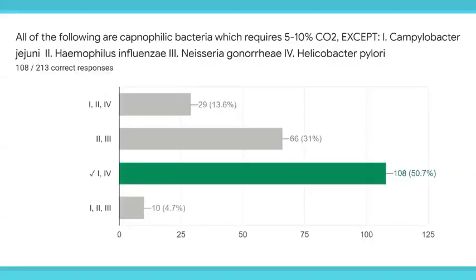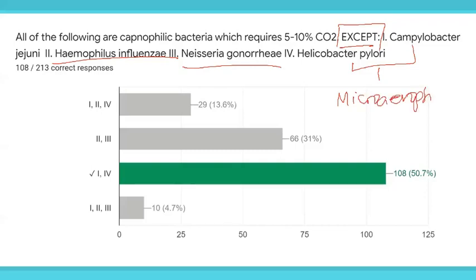All of the following are capnophilic bacteria, which require 5 to 10% CO2, except. So you have to take note that what is being asked are the ones which are exemptions. Let's first identify which organisms require CO2. You have two organisms here that require CO2: Haemophilus influenzae and Neisseria gonorrhoeae. These are capnophilic organisms. The other two, Campylobacter and Helicobacter, are not capnophilic. Instead, these two organisms are known to be microaerophilic. They require smaller amounts of oxygen. So the answer here would be 1 and 4.